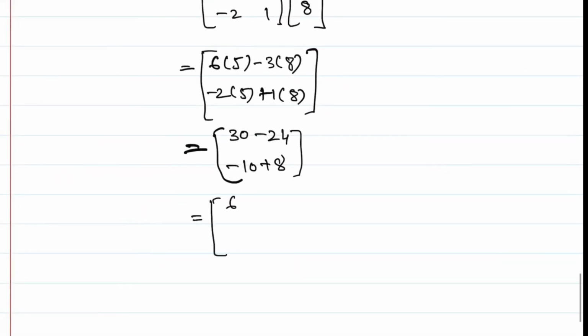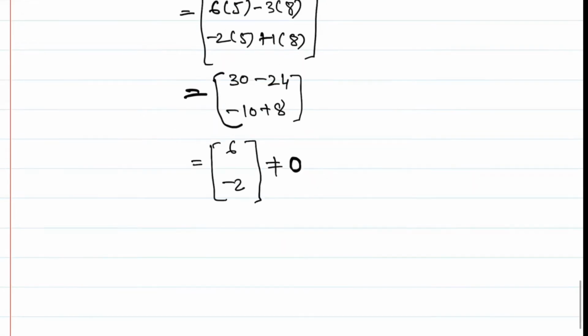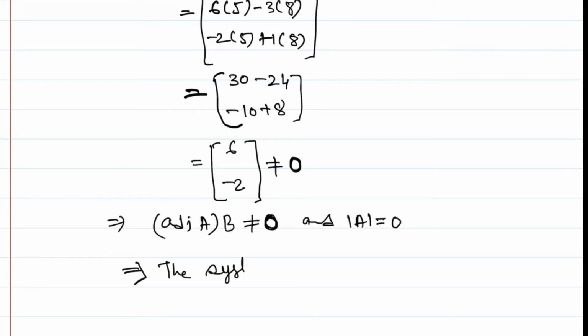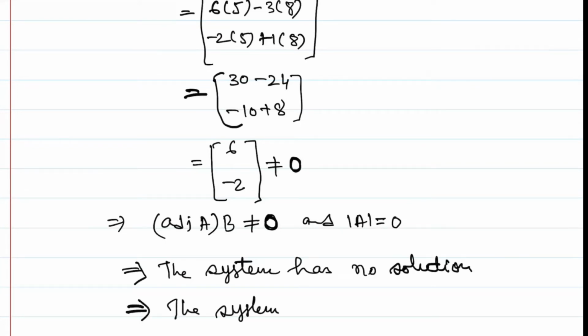It will be equal to [6, -2]. So clearly this is not a null matrix. So adjoint A into B is not equal to 0 and determinant of A is 0. It means that this system has no solution. It means that this system is inconsistent.